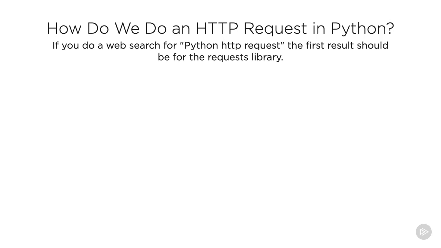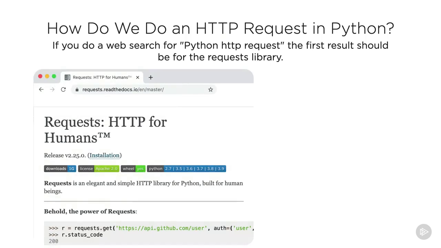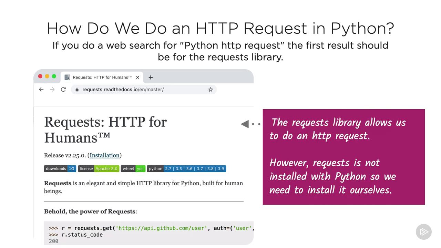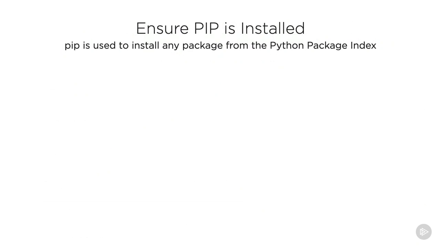To do that, we need to do an HTTP request in Python. If you do a web search for Python HTTP request, the first result should be for the requests library. The requests library lets us do an HTTP request, which is what we want. But requests is not installed with Python, so we need to install it ourselves. We haven't installed Python packages yet, but there's a handy tool called pip that comes installed with Python.